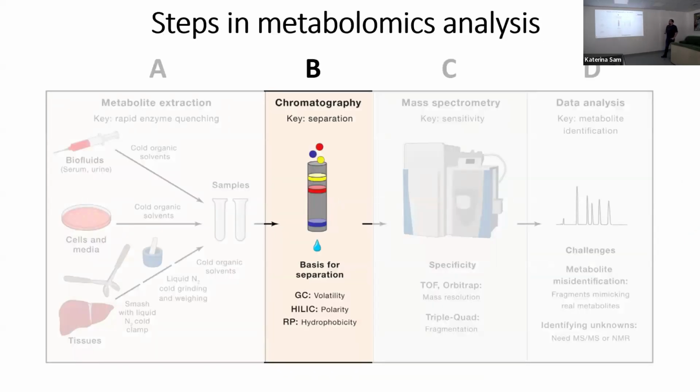The second step of the metabolomics analysis is the chromatography, because we have two possibilities for the measurement of metabolomics. First of them is the use of mass spec, and second is the use of nuclear magnetic resonance. In our lab, we have only mass specs. We don't have the magnetic resonance, but it's possible. But we have different sample preparation.